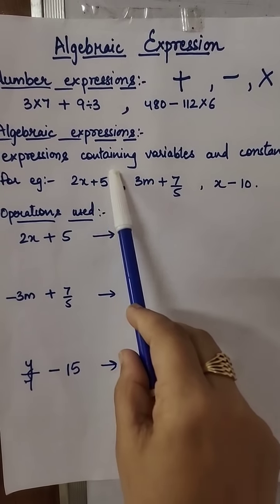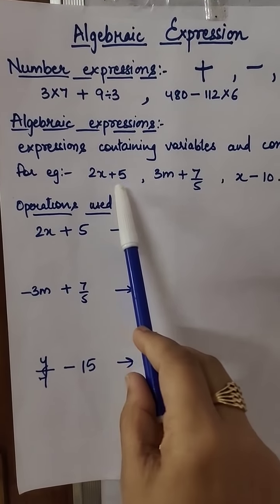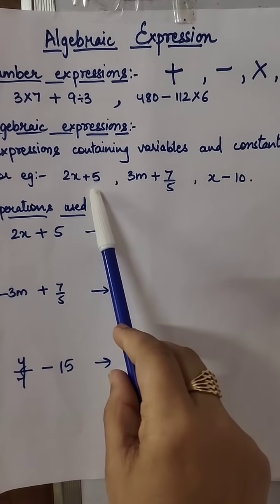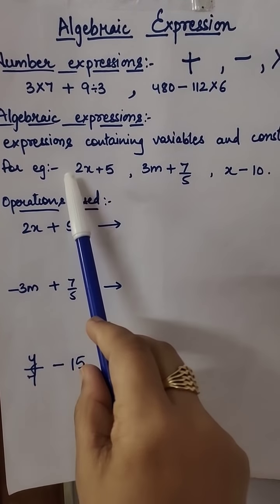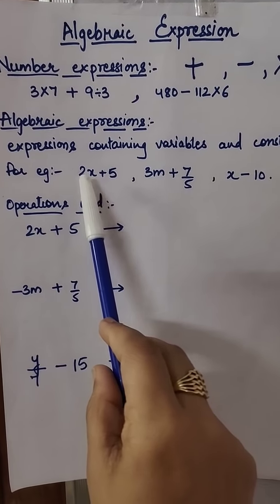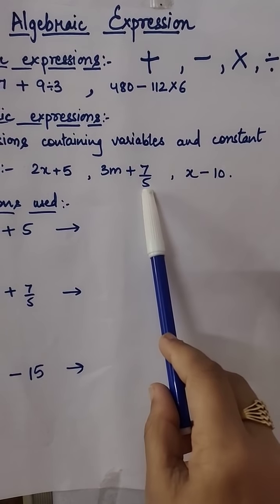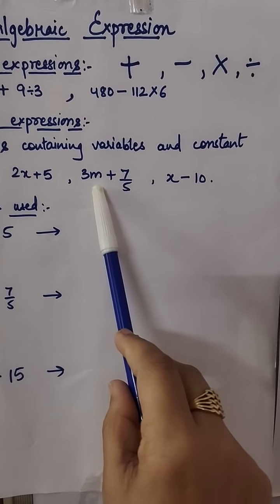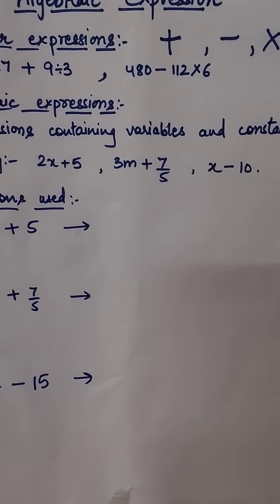If I take this example, 2x plus 5, I have two constants here, that is 2 and 5, and a variable here. And we have combined this expression with the help of fundamental operations, that is plus, minus, multiplication and division. So this is called an algebraic expression where we have variable and constants. Similarly, this is also an algebraic expression as we have constants here, 7 upon 5 and 3, and m is a variable. Similarly, in this also 10 is a constant and x is a variable.